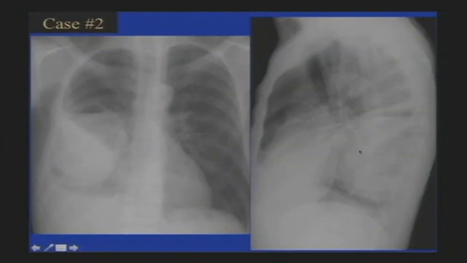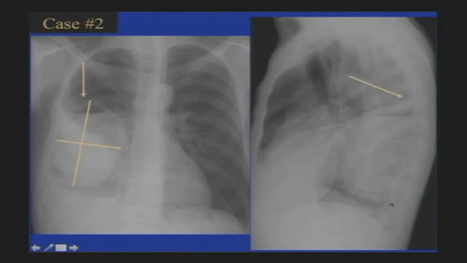Okay, case number 2. Why is this a pleural lesion? Well, it looks elliptical, not round. And then look at that superior border, how that's a very indistinct superior border. And then on the lateral view, we see how the angles this makes with the pleura and chest wall are obtuse.